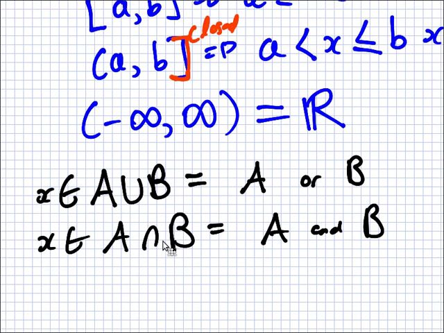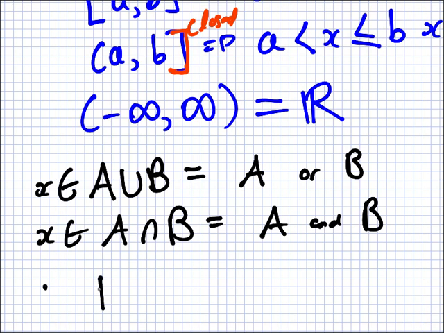Oh, and the last symbol, suppose I was to write something like R with a slash, and maybe I did something like this, -1, 1. What would that set mean? Have you seen this slash before? What does this mean? It means all real numbers except for -1 and 1, as an example.